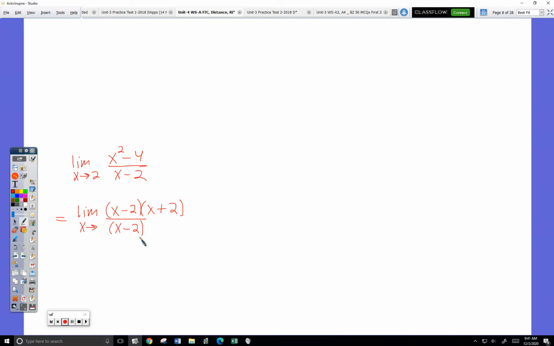Does that make sense? Then I can say, oh yeah, these are going to equal 1 unless x equals 2, which I don't care about because it's a limit. So the value of this limit is simply 4, like that. That's why I had to keep writing limit.